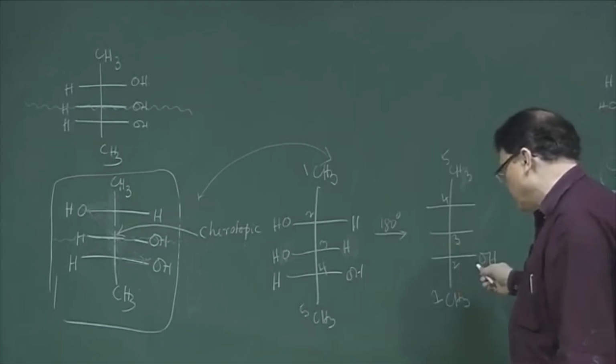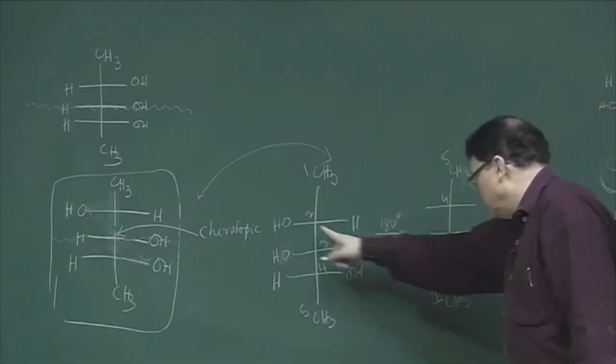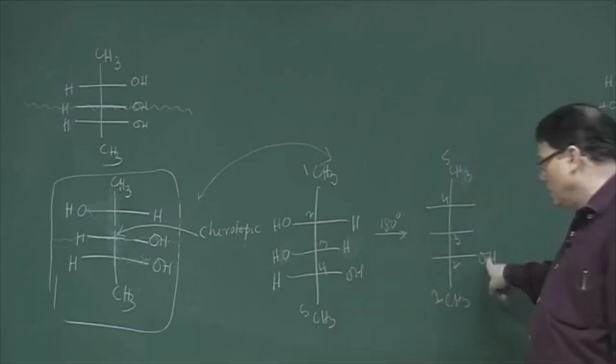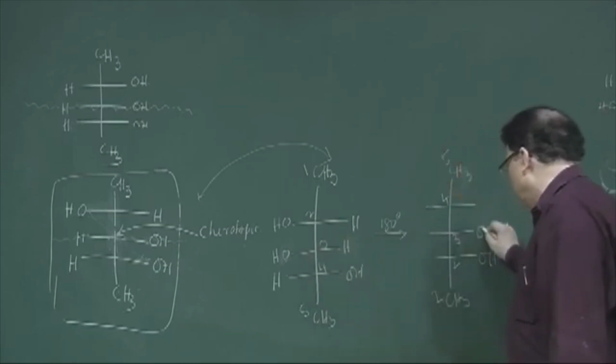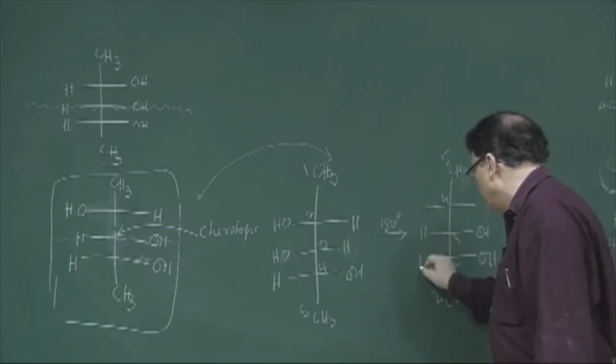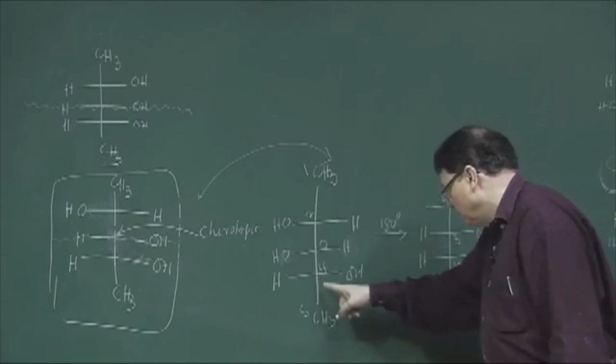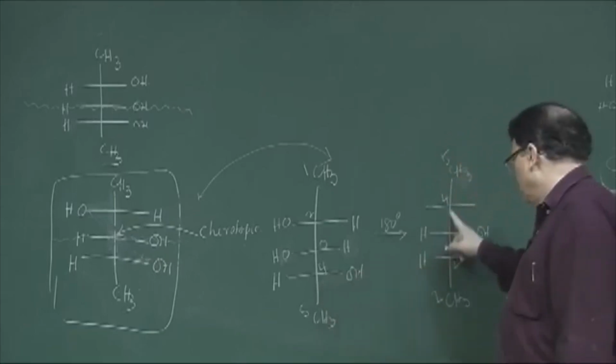So, now you place the groups. This number 2 wedge will be now on the right, number 3 wedge will be on the right, because this is 180 degree rotation, and number 4 wedge which was on the right, that will be on the left.